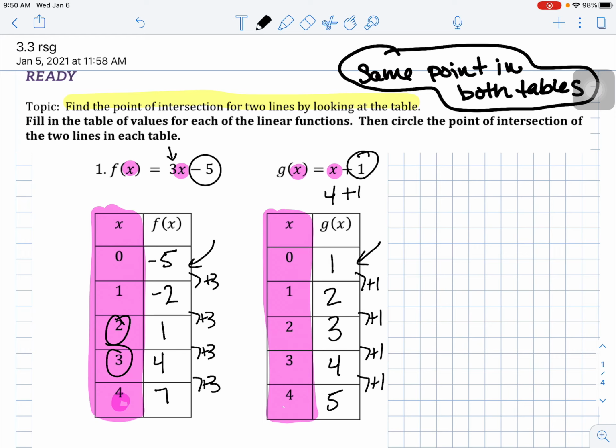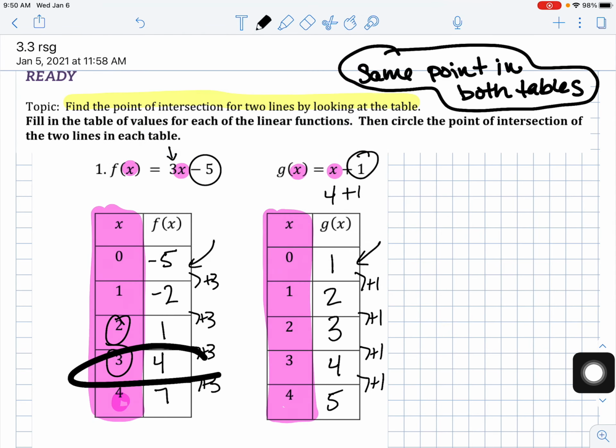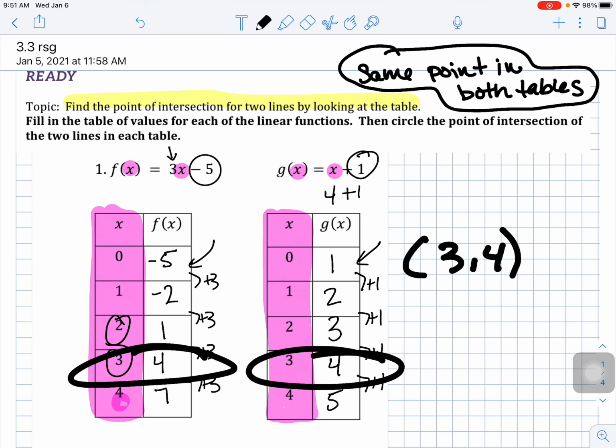So now I have both tables completed, and I just have to look where in both tables they have the same point. So 0, negative 5, and 0, 1, not the same. 1, negative 2, and 1, 2, not the same. Close, but not the same. 2, 1, and 2, 3. 3, 4 and 3, 4. So that is my point of intersection because they have the exact same point in both tables. The point 3, 4 is the one point that both tables have in common.